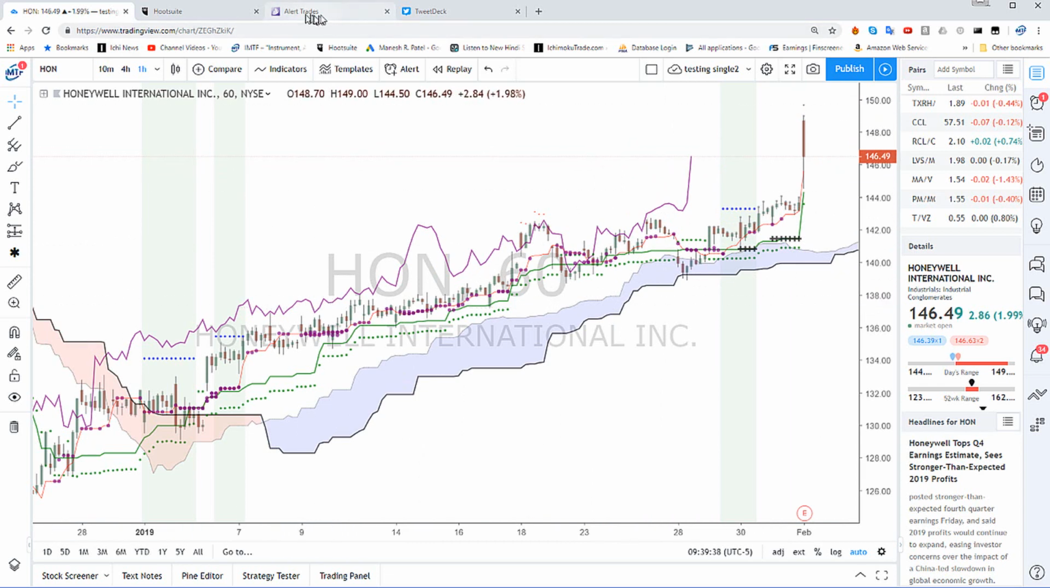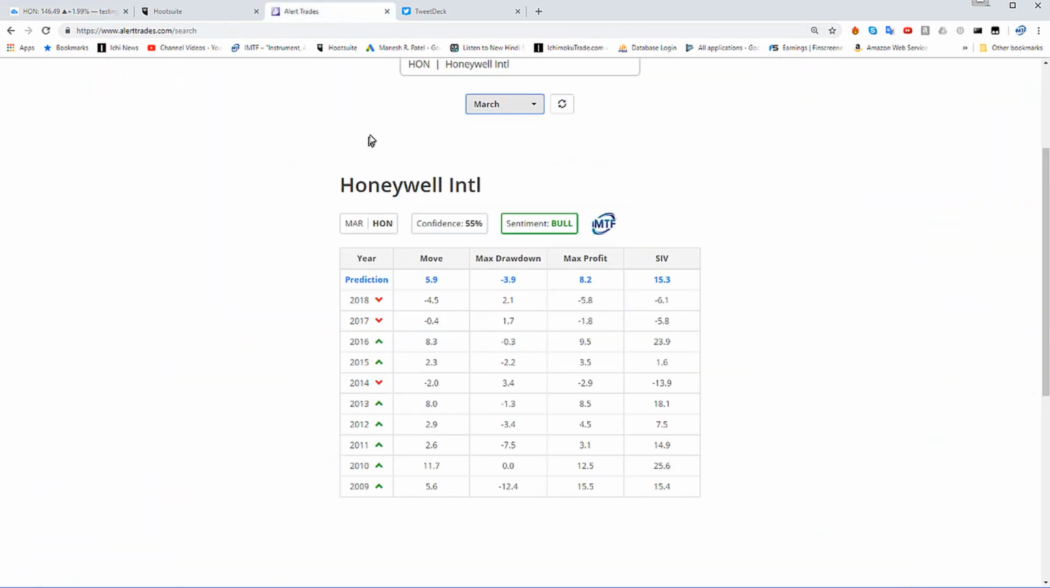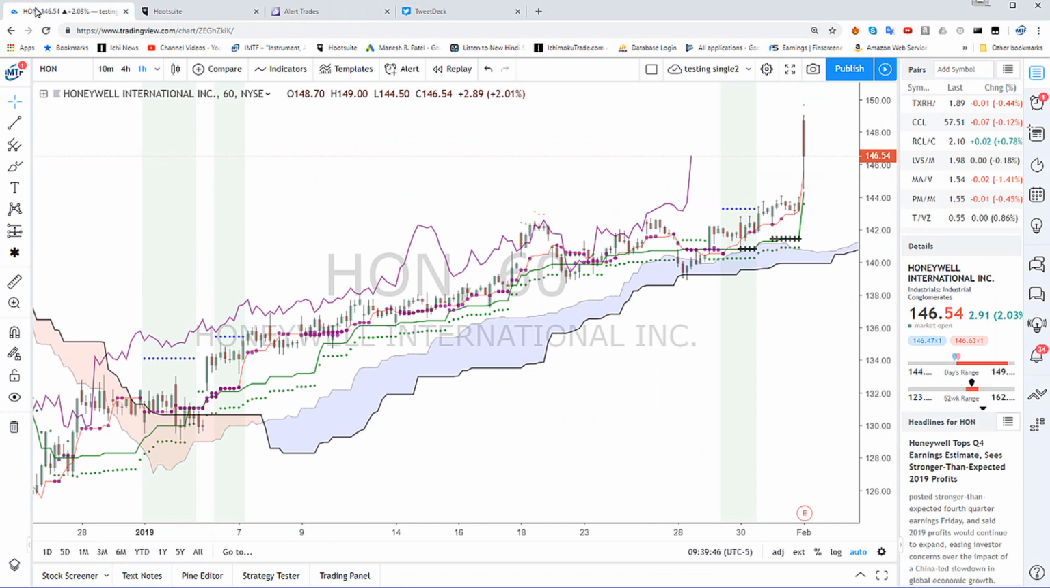It all started with alert trades. With the seasonality, earnings, gap, and technicals, we combined them to take a really good reward risk ratio on this trade. And you could see we walked away with a huge reward risk ratio on Honeywell. That's how easy it could be without you paying for anything.